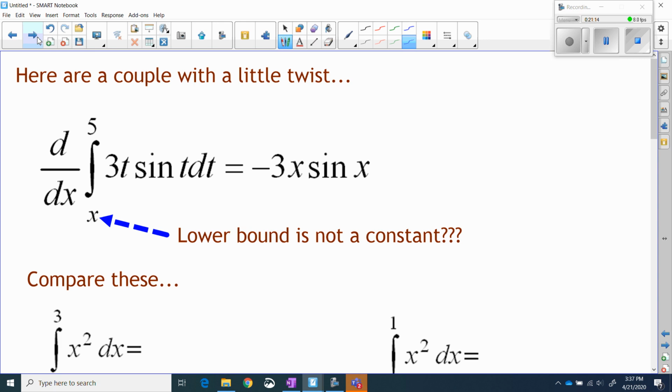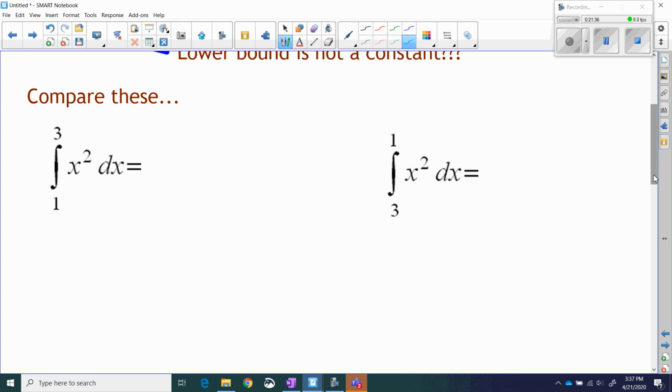Okay, so let's put some twists on things now that we get the basics of how this works. Now we're looking at the scenario where the upper bound is the constant and the lower bound is not a constant. Let's just look at what happens if we've done that with numbers, where we've switched these bounds. So if I had this one, my answer would be x cubed over 3 from 1 to 3, which would be 27 over 3, 9, minus 1/3. The answer would have been 26 over 3.